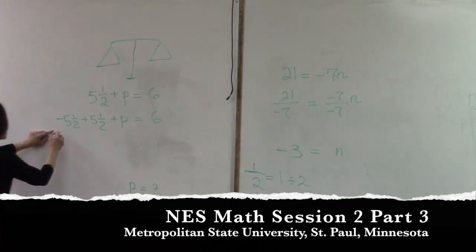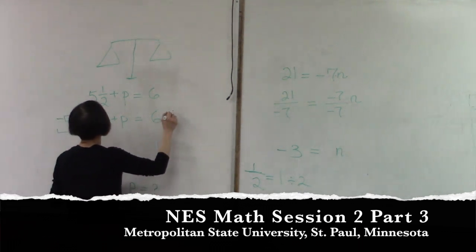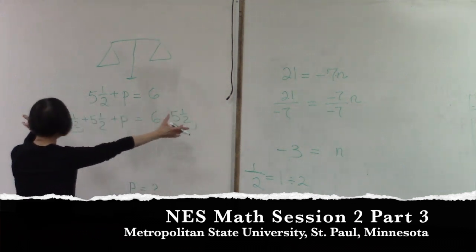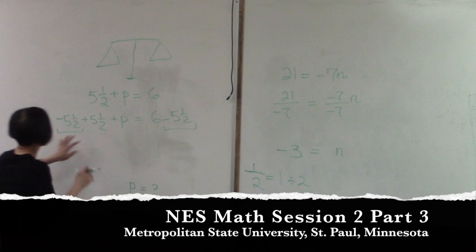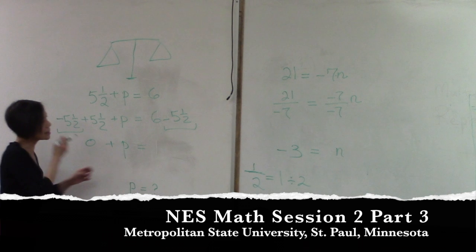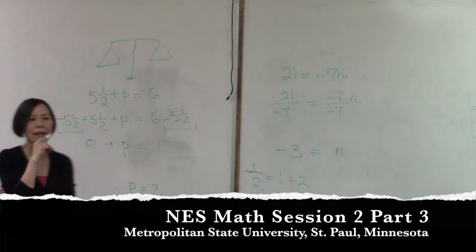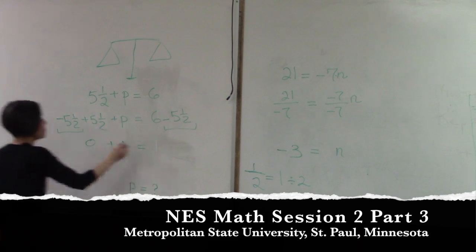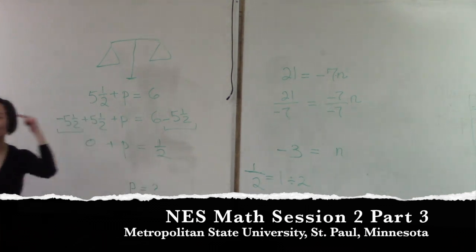Did I subtract? I'm going to always make sure I do the right thing here. These two have to be equal, both sides. Whatever I do on one side, I do on the other side. This cancels out, right? This is 0 plus P. So what is 6 minus 5 1/2? Think about money: $6, and then I'm going to buy something that costs me $5.50. Which is 0.5. Or in fraction? 1/2. I did it logically again.